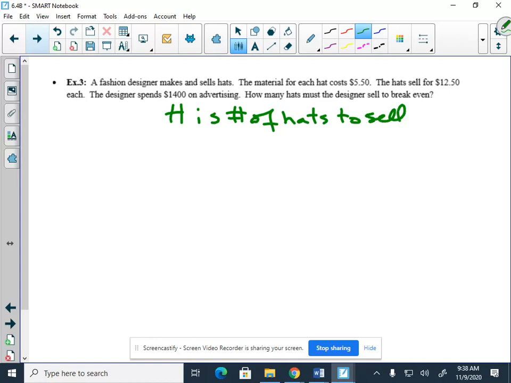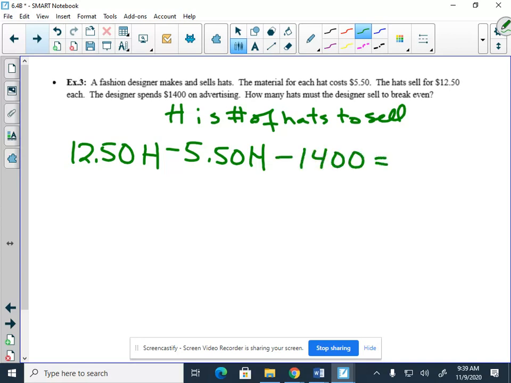So they sell the hats. Now this is a little bit different. They sell the hats for $12.50. That's in the end. So I'm doing this what seems maybe in a different order than what it does. But to make it, it costs $5.50 for a hat. So that's actually cost them something. And then they spend $1,400 on advertising. To break even would mean they make no money. That's what break even means. Okay? So that's the equation, because they sell them for this amount, they make them for this amount, but they spent something on advertising.